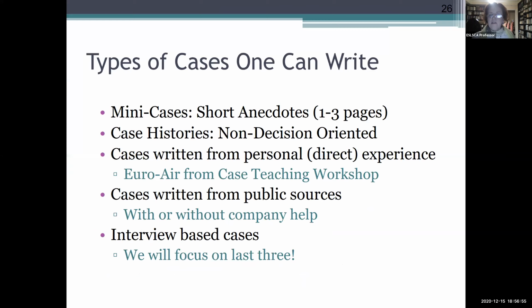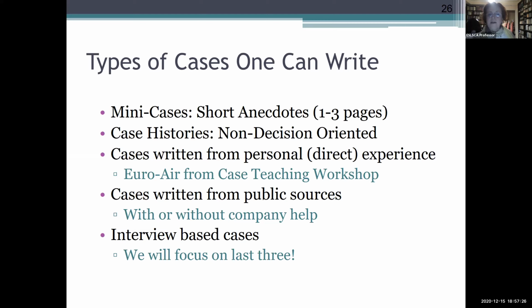Types of cases we can write include mini cases. These are just short anecdotes, 1-3 pages, sometimes given by instructors in the class, sometimes included in the textbook, sometimes from text publishers. Academic publishers contact me to provide them with short cases, and those who are studying the MBA class, studying now the contemporary management textbook, they see the examples of the short cases. Of course, they don't have any teaching notes.